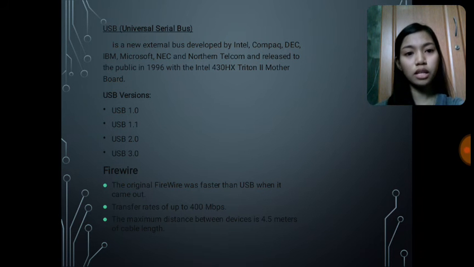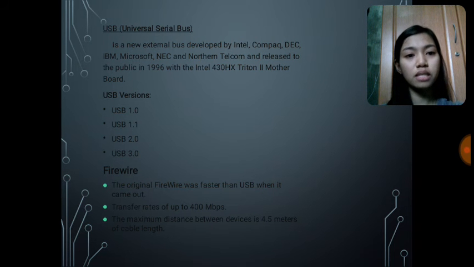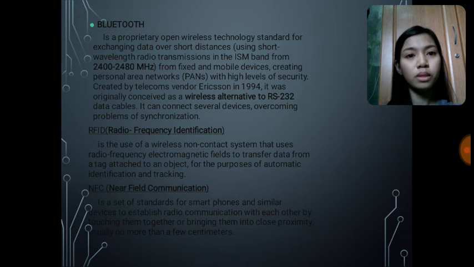Firewire: the original Firewire was faster than USB when it came out. Transfer rates of up to 400 Mbps. The maximum distance between devices is 4.5 meters of cable length. Bluetooth is a proprietary open wireless technology standard for exchanging data over short distances.